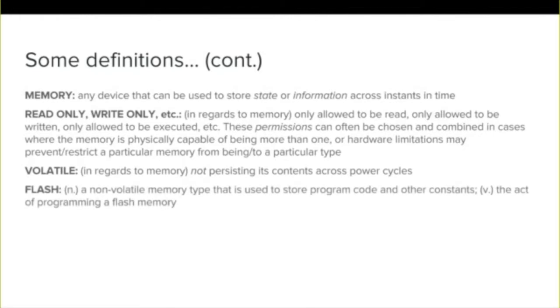Flash. Flash is a non-volatile memory type. It's generally used to store program code and constants. So your code is data, all right? It's just bits inside the processor. And we need to put it somewhere. And so we put it in Flash, which is writable. It can be written, and that's actually what we're going to exploit to do our bootloader today.